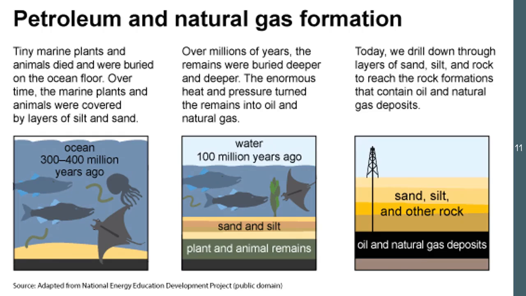Petroleum and gas formation. Tiny marine plants and animals died and were buried on the ocean floor. They were covered by layers of silt and sand. The remains were buried deeper and deeper. Then heat and pressure turned the remains into oil and gas. Today we drill down through layers of sand, silt and rock to reach the rock formation that contains oil and gas.